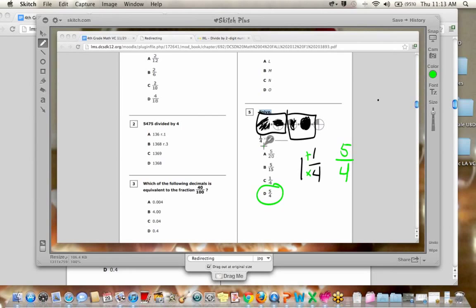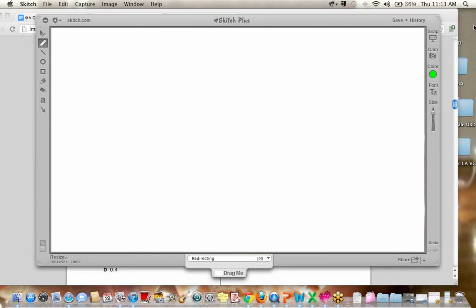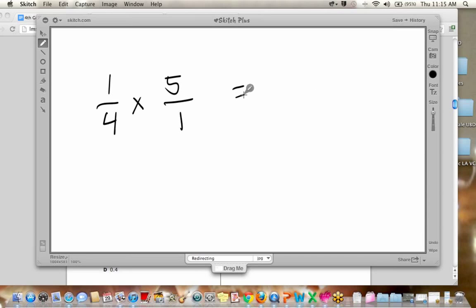But let's do it the other way. Let's actually do the multiplication problem, because that's not too hard either. And you need to see both ways. Okay, 1/4 times 5. All right, this pen is stupid. If I write 5 over 1, it's the exact same thing as saying just 5. So now multiplication of fractions is pretty easy. Kendall, what's 1 times 5?